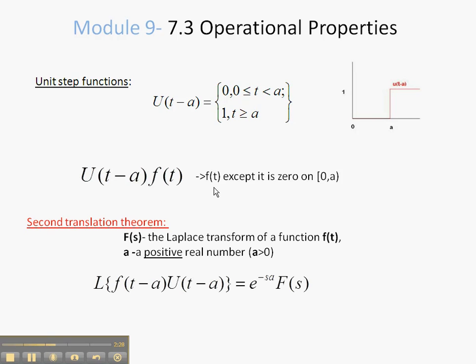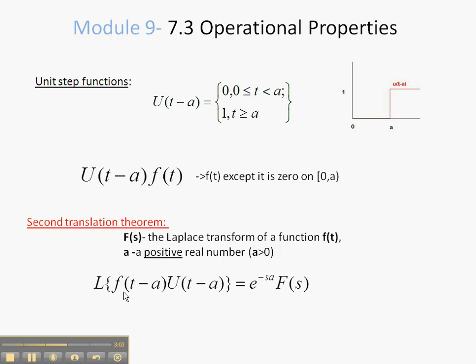Okay, so the second translation theorem basically says, again, F(s) is the Laplace transform of a function f(t), and a is, in this case, a positive real number. Well, then if I have something a little complicated like f(t minus a), a function that has been shifted, times a unit step function, then I can use this theorem to say that the Laplace transform of f(t minus a) times u(t minus a) is exactly e^(minus sa) times F(s). Again, F(s) is the Laplace transform of the function f(t).